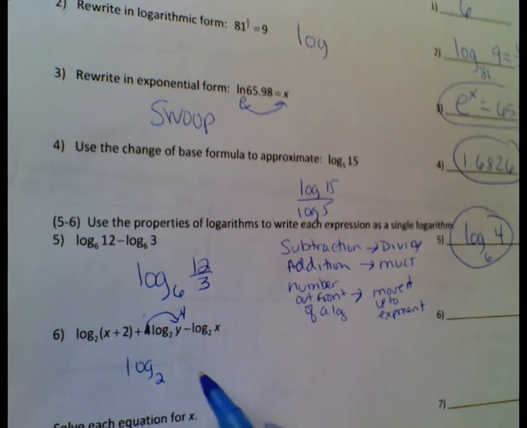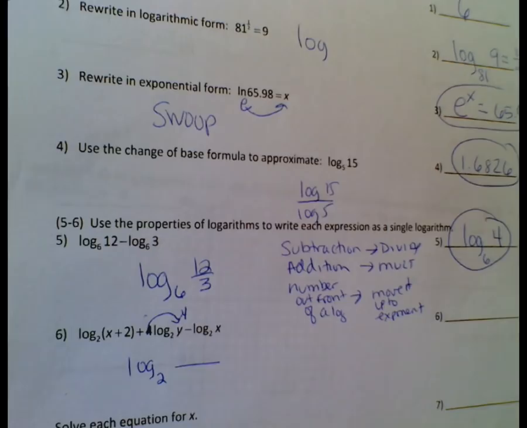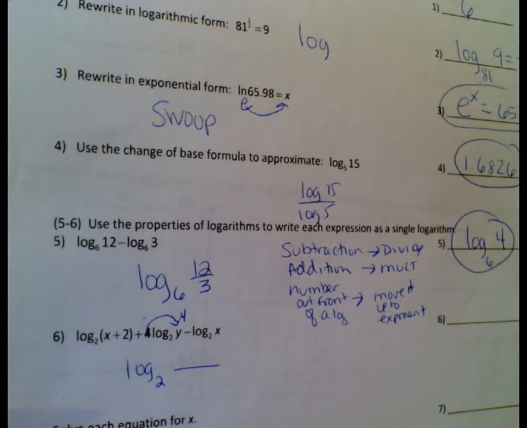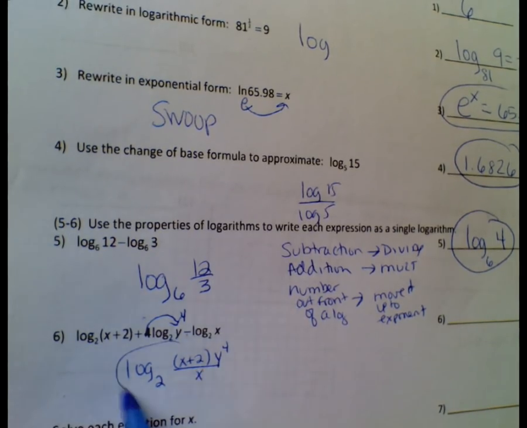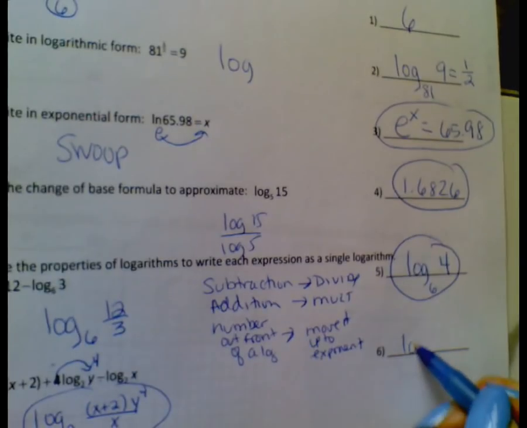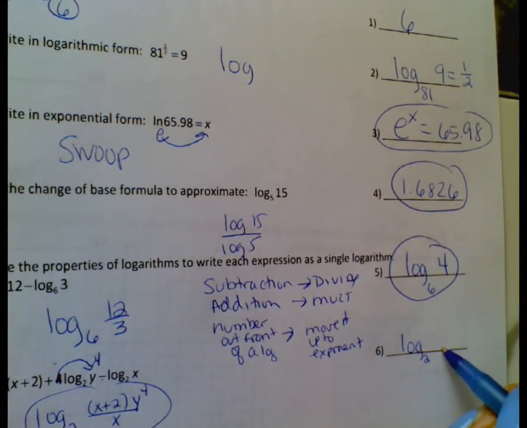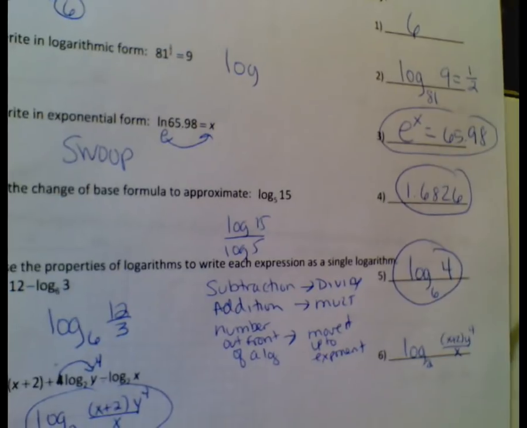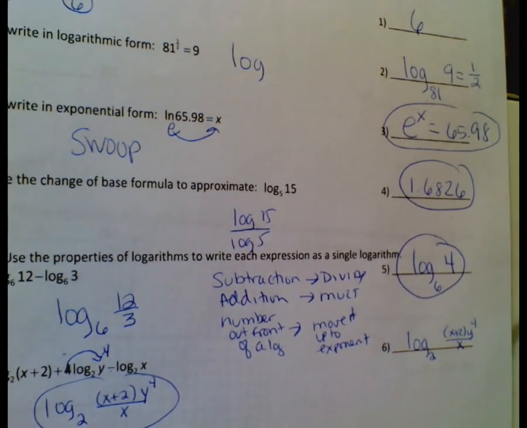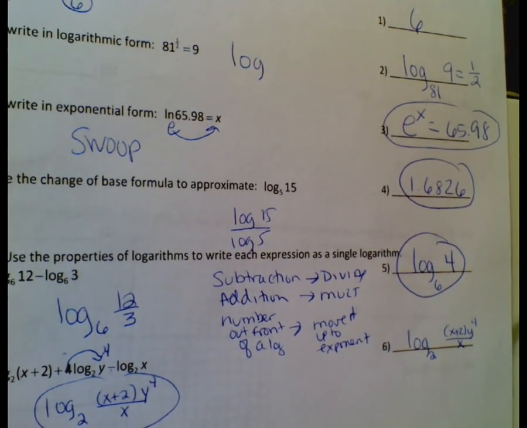I do see a subtraction problem, so you will have some division. As long as there's a plus sign, everything goes on the top. So we have x plus 2, in parentheses, times y to the 4th, because we moved that 4 up to the exponent. Now that minus means we're going to divide by x, and this is your answer. So we'll move that over here: log base 2 of x plus 2, y to the 4th, over x. And that's how you write it.